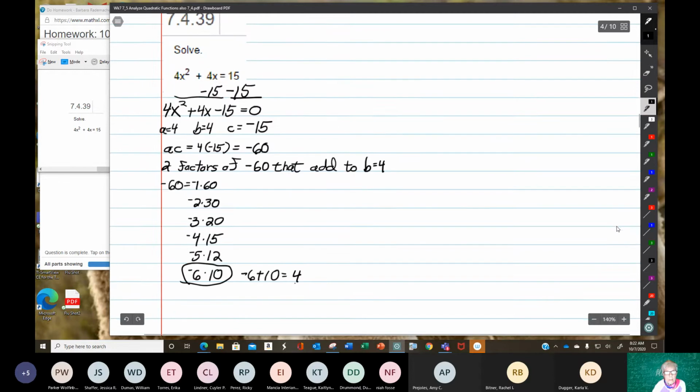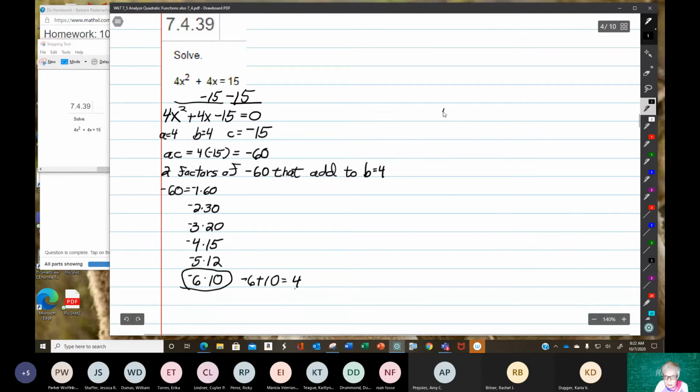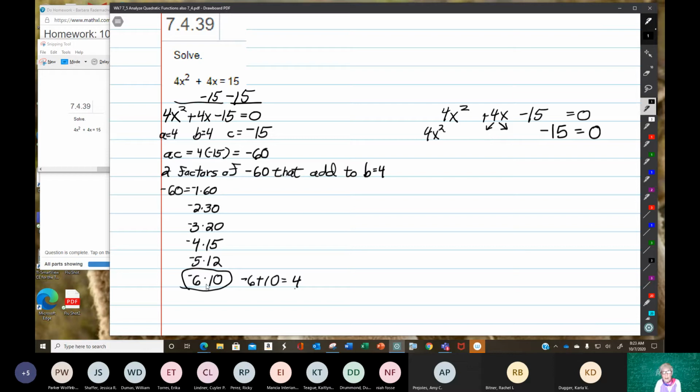So here's what I'm going to do. I'm going to go back up here, take 4x squared plus 4x minus 15 equals 0. But 4x is going to split apart into two terms that, if you add them together, equal 4x. But they have to multiply together to equal a times c, and we now have those numbers. We have negative 6, which I will turn into minus 6x, and positive 10, which I will turn into plus 10x.